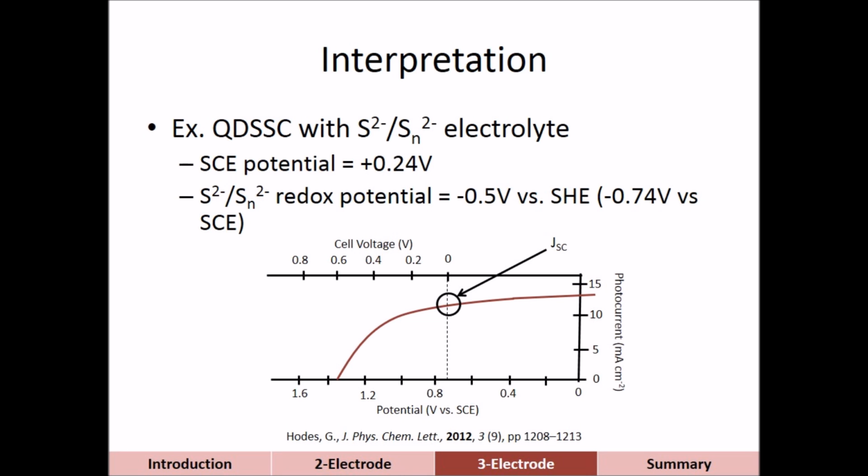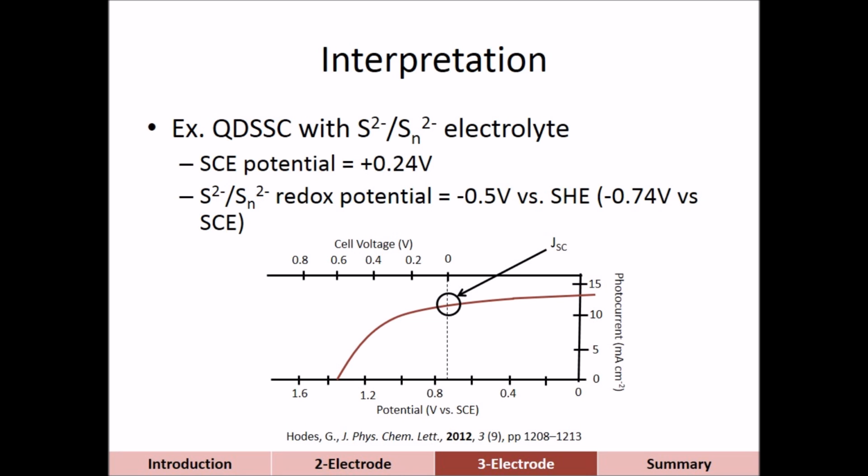So one way that we can convert this potential scale into a more meaningful one is to convert it so that the potential of the working electrode is measured with respect to the potential of our redox couple. So that is the same potential scale in effect as we saw with a 2-electrode cell if we had an ideal counter electrode, because the ideal counter electrode always stays at the potential of our redox couple.